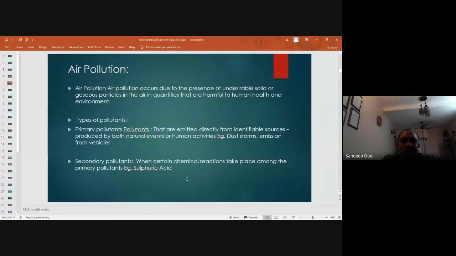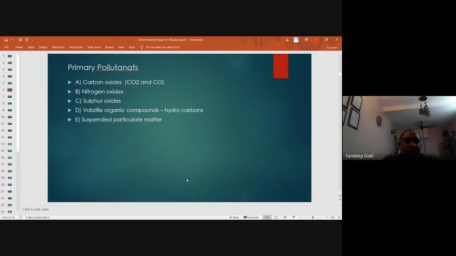Air pollution, types of pollutants: primary pollutants are those produced from natural events or human activities, such as dust storms and emissions from vehicles. Secondary pollutants form through chemical reactions in the air from primary pollutants, like the formation of sulfuric acid. Primary pollutants include carbon monoxide, nitrogen oxide, sulfur dioxide. You can study it. It will be beneficial for you.